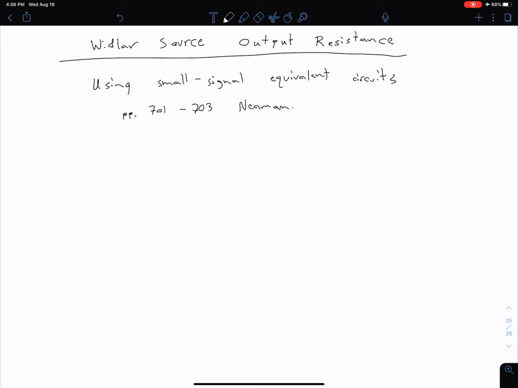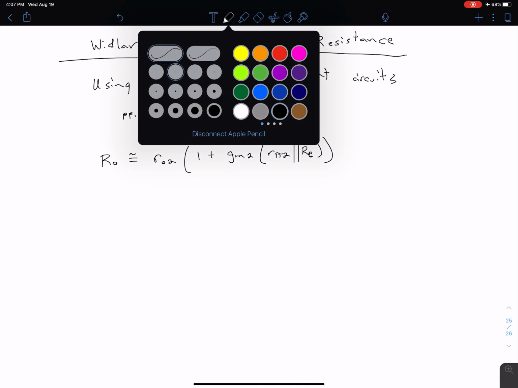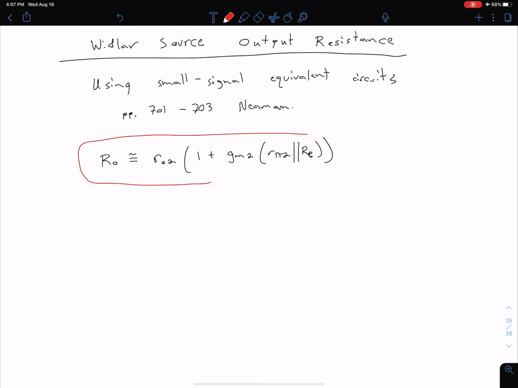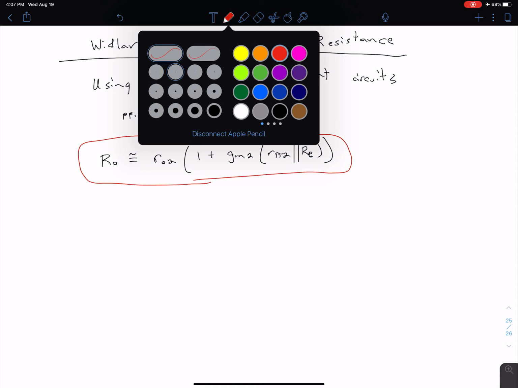But if we go through that process, what we'll find is our output resistance for our Widlar current source is approximately equal to R02 times the quantity 1 plus gm2 times the parallel combination of r pi 2 and RE. And so this is going to be our expression for our output resistance.